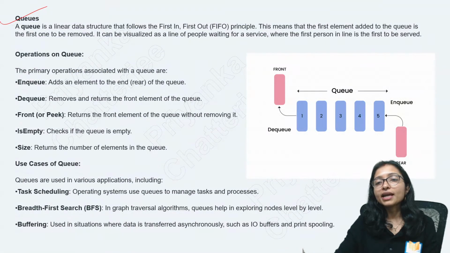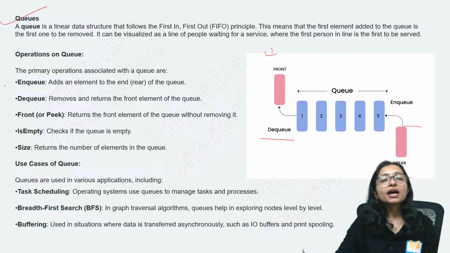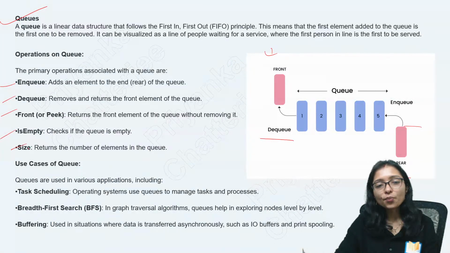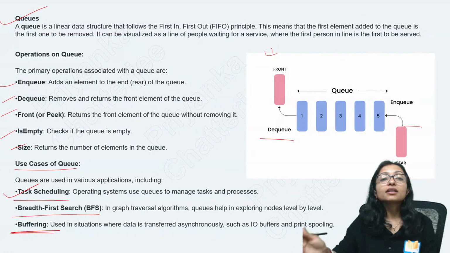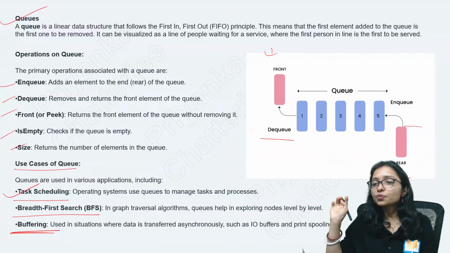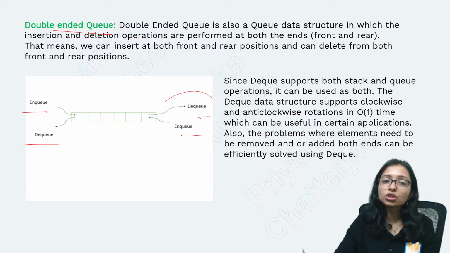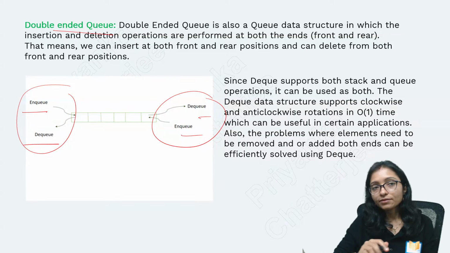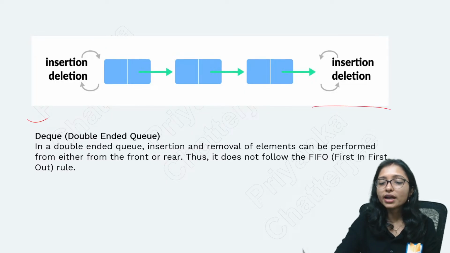So what are the main operations of queue? From the front we are doing dequeue, from the rear we are doing enqueue. So enqueue, dequeue, front, empty, size are the operations, and we are using queues for task scheduling, breadth first search and buffering. These are the main applications of queue, right? There are some special queues like the double-ended queue. As you can see, enqueue and dequeue are both happening from both ends. That's why it is called a double-ended queue. Insertion and deletion both are happening.